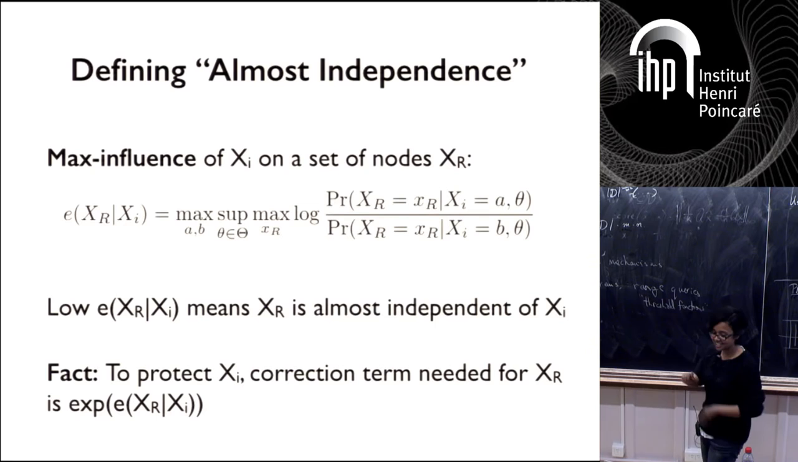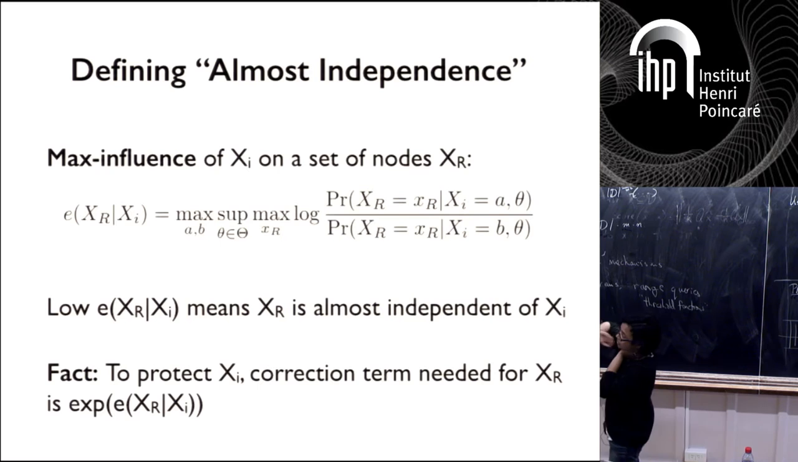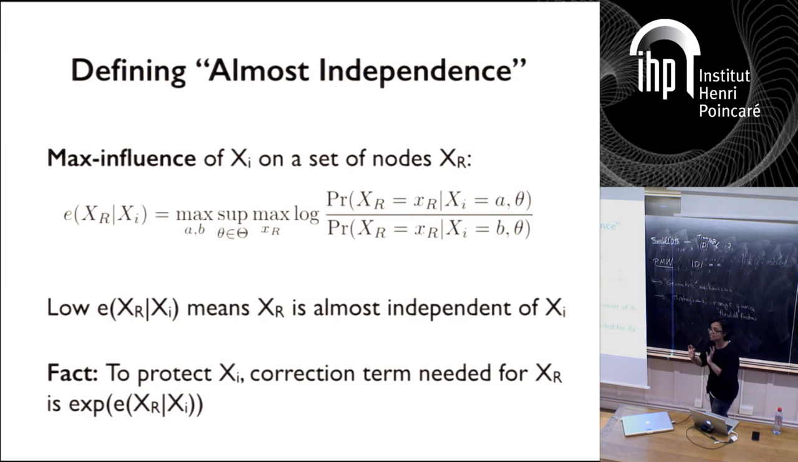So the max influence of xi on a set of nodes XR, we define as follows. This is the maximum over all values little xR that the set of nodes XR can take, and over all pairs a and b that xi can take, of the log of the probability that XR takes this value little xR conditioned on xi equal to a and theta, over the probability that XR takes this value little xR conditioned on xi equal to b and theta. So if xi and XR are independent, then this is going to be zero, right? Then these two probabilities are the same, and you take the log of one, that's zero. But the idea is that if this quantity is low, that means XR is almost independent of xi. It's not exactly independent, but it's close.